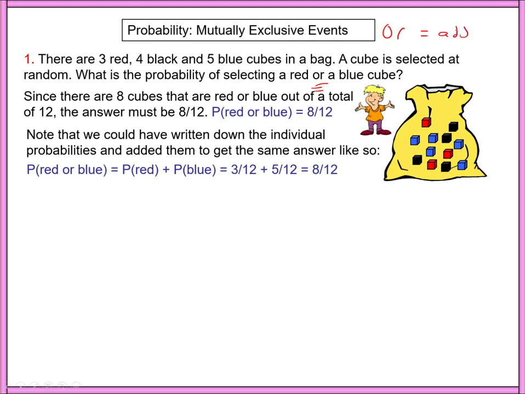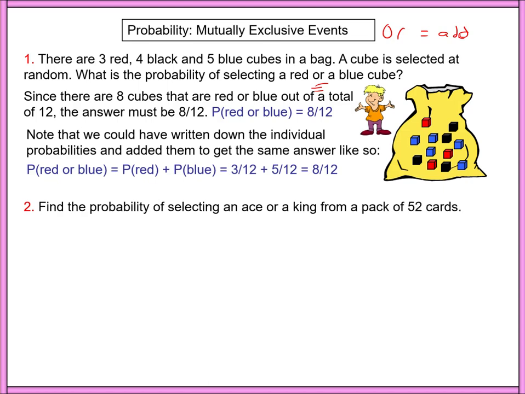Good. Let's have that as a proper add. Good. Let's try another question. This time it says, find the probability of selecting an ace or a king from a pack of 52 cards.